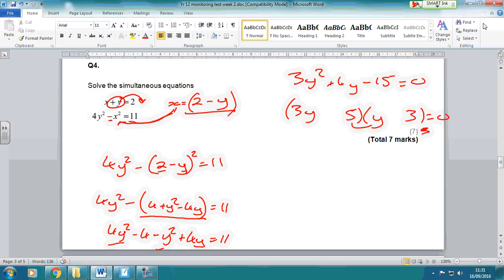So 5 lots of y is going to be 5y. 3y times 3 is going to be 9y. And 5y and 9y I can use to make 4y. So we need to have plus 9y. So that's going to be 3y times by 3. And I need to have minus 5y. So it's going to be minus 5 times y. And then if I do minus 5 times plus 3, I'm going to get minus 15. So I'm confident that I've got that right.